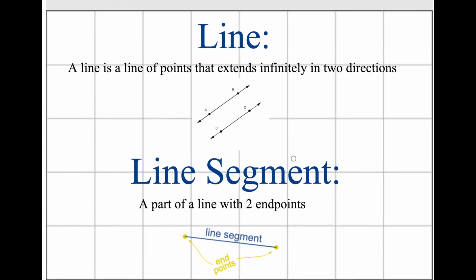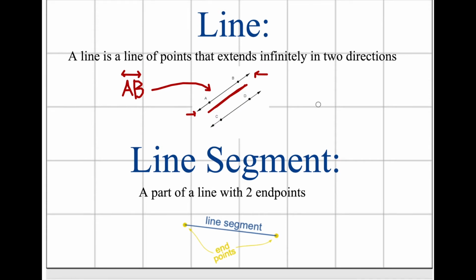Next we have a line. And a line is a line of points that extends infinitely in two directions. For example, here, you can tell both of these lines are infinite on both sides. And now, if we wanted to name this top line, we can write down its two labeled points, which are A and B, and we can put a line symbol right on top. And so here we would be showing that this line is line AB.